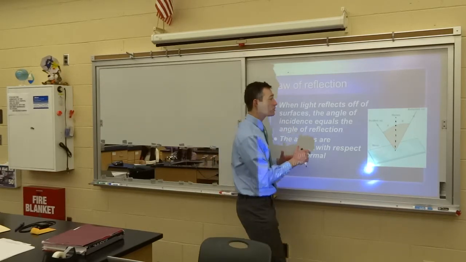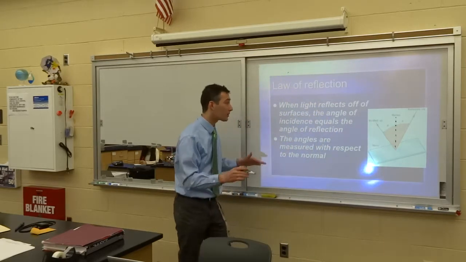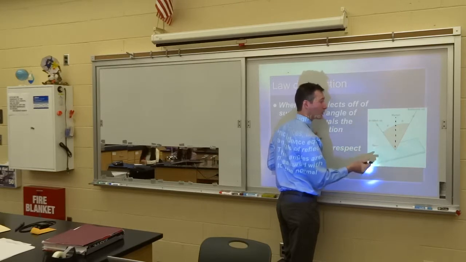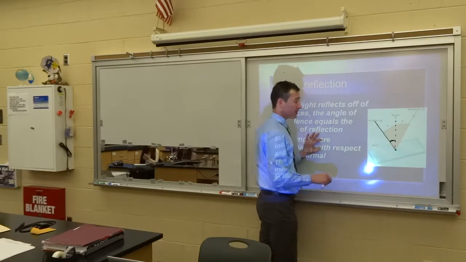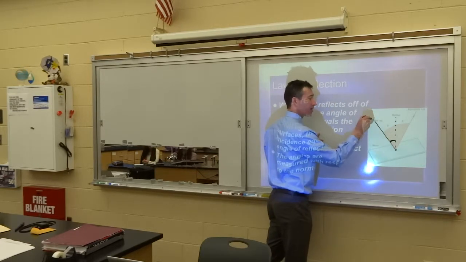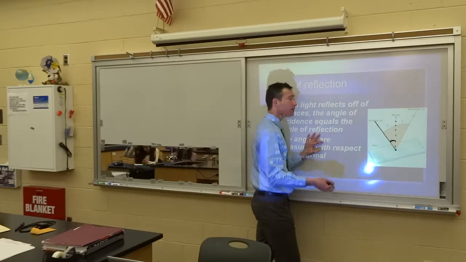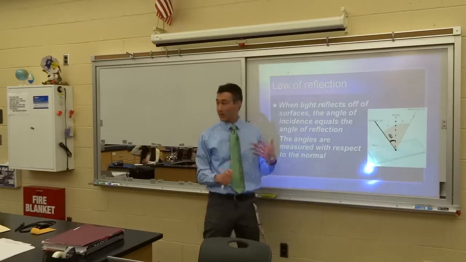Right? So normal just means we're drawing a line that's perpendicular to the surface that's causing the reflection. And then there are two rays, two directions that we care about. We care about the angle, the direction of the incident ray, the incoming light ray that's going to reflect off of the surface, the mirror, whatever. We call that angle the angle of incidence.